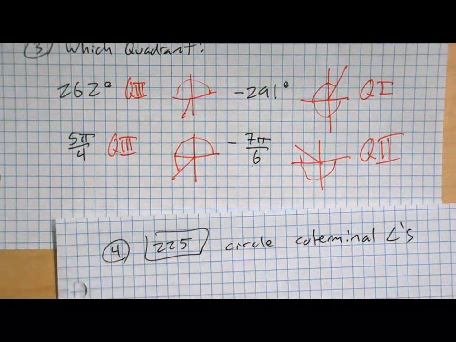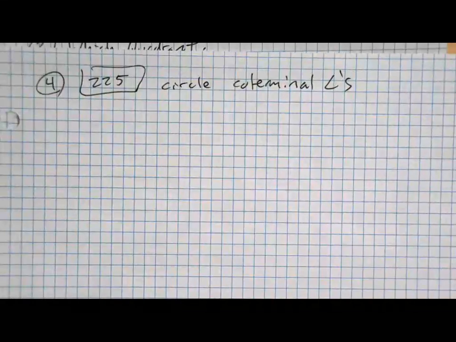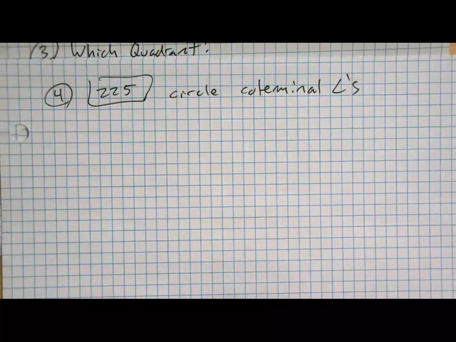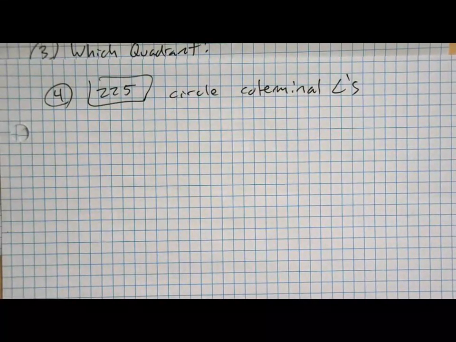All right, top of the second page, number 4 will have 2 problems. It'll give you an angle, and then it'll give you a list of other angles, and you just have to circle which ones are coterminal to the one that's given.